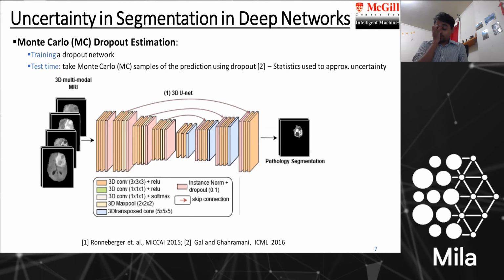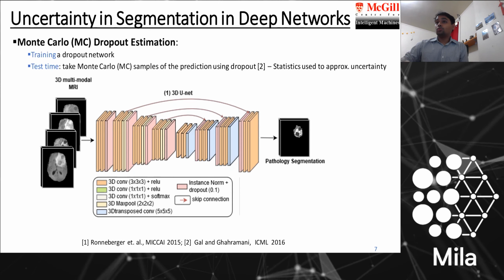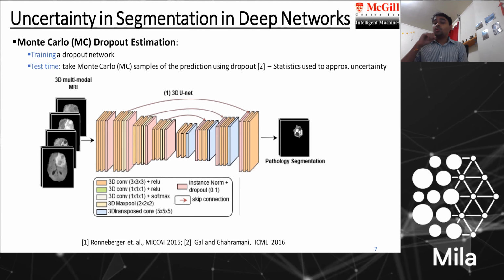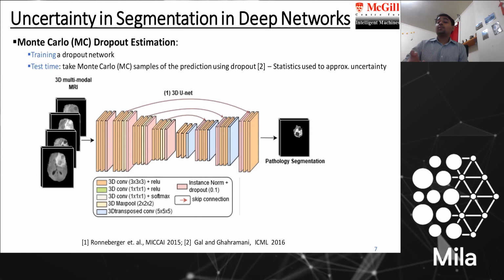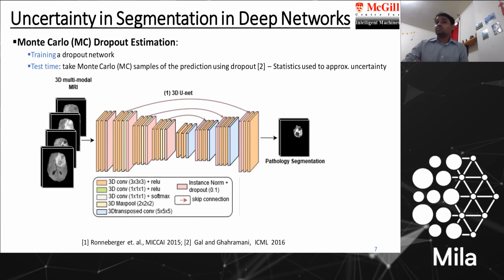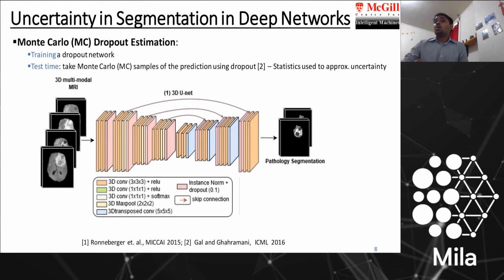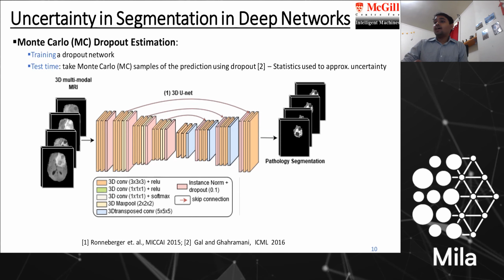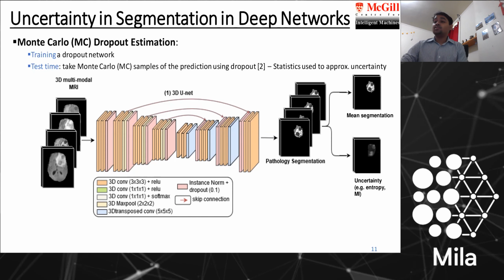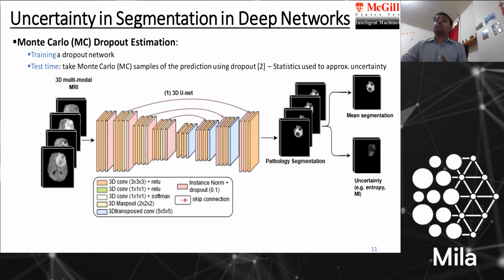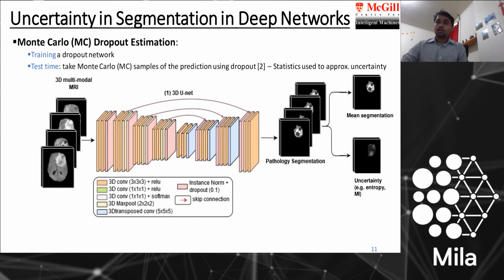So how do we get this uncertainty? There have been various methods for estimating uncertainty recently. I'm just going to talk about a Monte Carlo dropout based method, in which you have a neural network, assuming a U-Net. You train the U-Net with dropout, which is a regularization normally used for training, but you also use it at testing, which allows you to get multiple samples of the same input and multiple outputs. Then you can estimate the mean segmentation and the uncertainty associated with it. This uncertainty can be of different types like standard deviation, entropy, mutual information, etc.